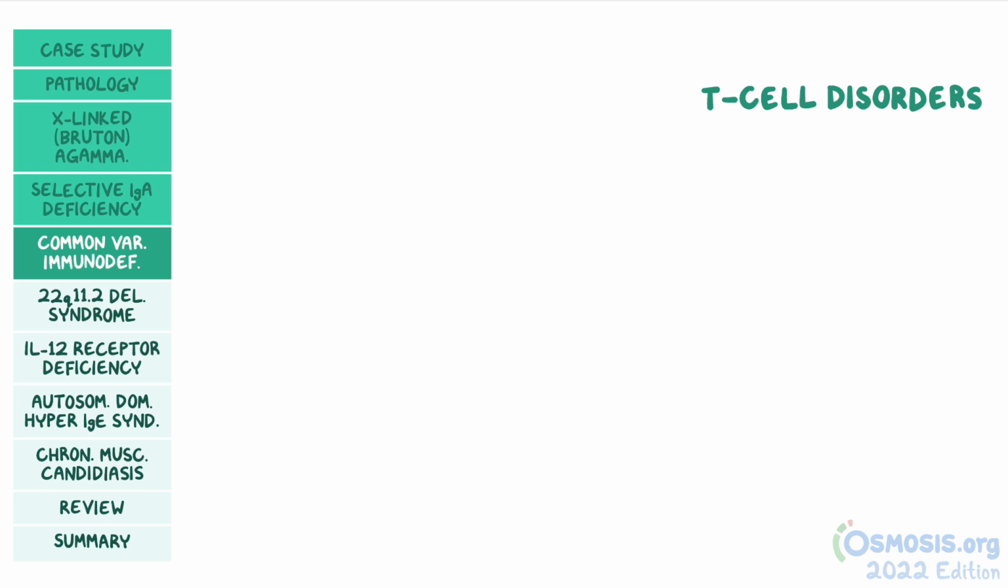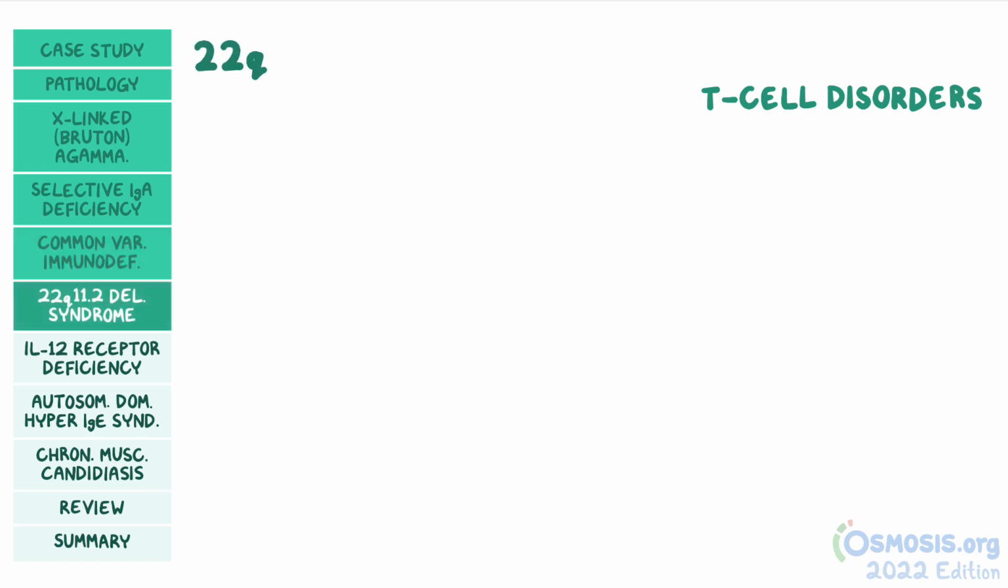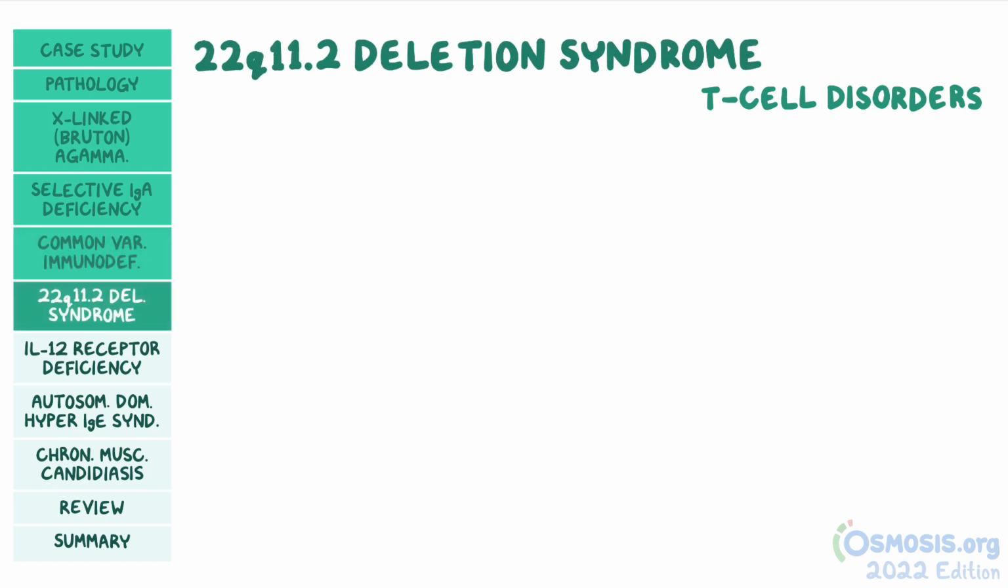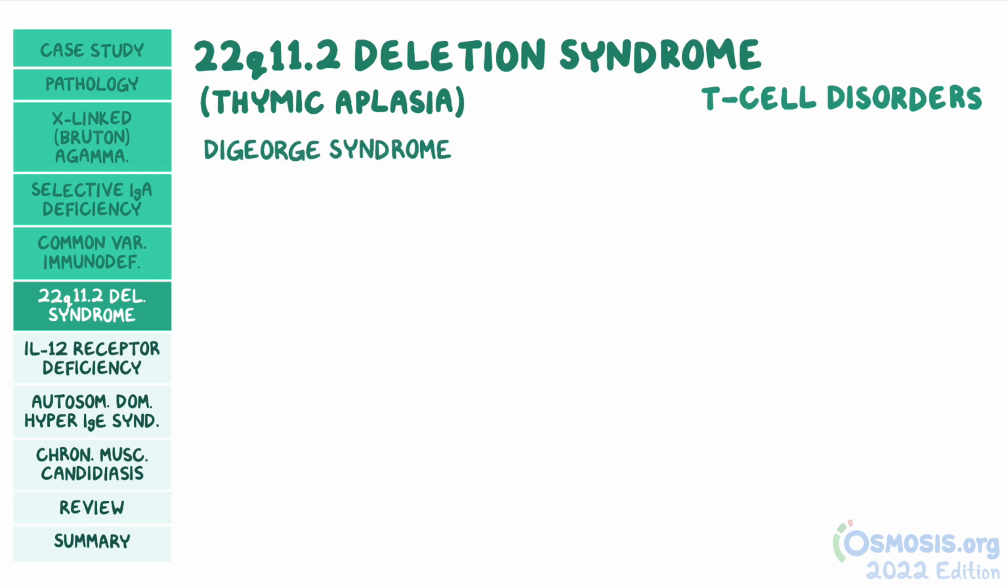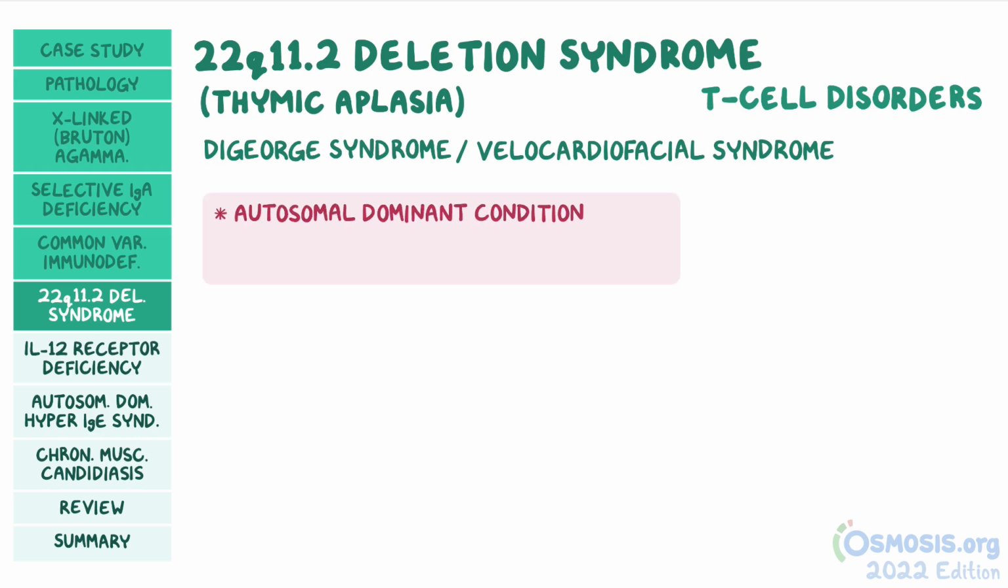Let's start from a very high-yield disease, which is 22q11.2 deletion syndrome, also called thymic aplasia. If these names don't ring a bell, you probably know it as DiGeorge syndrome, which is in fact one presentation of 22q11.2 deletion syndrome, along with velocardiofacial syndrome. Now, 22q11.2 deletion syndrome is an autosomal dominant condition where the q11.2 portion of DNA on chromosome 22 is deleted, and this region encodes for some really important genes, one of which is the TBX1 gene.